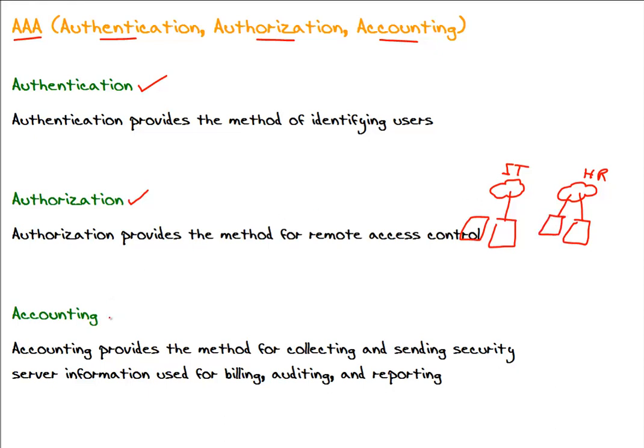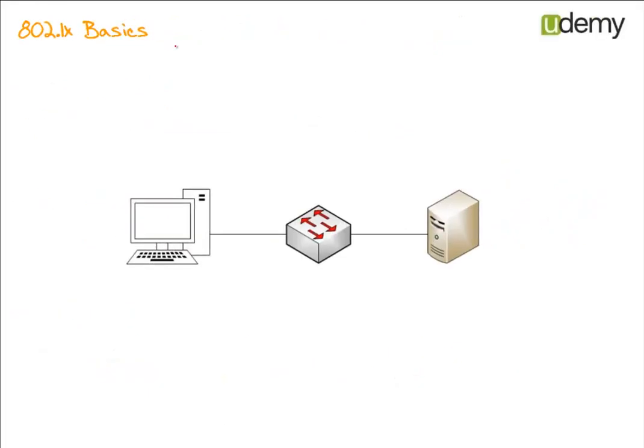And what is accounting? Accounting provides the method for collecting and sending security server information used for billing, auditing, and reporting. For example, when a user starts a session and when it ends, and things like this. Now, let's have a review of 802.1x.